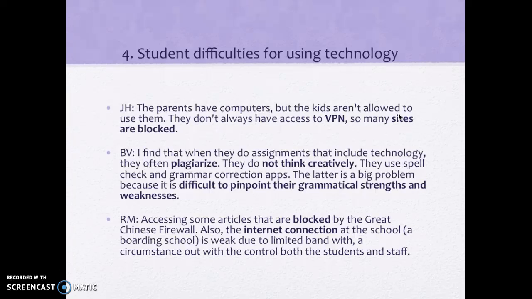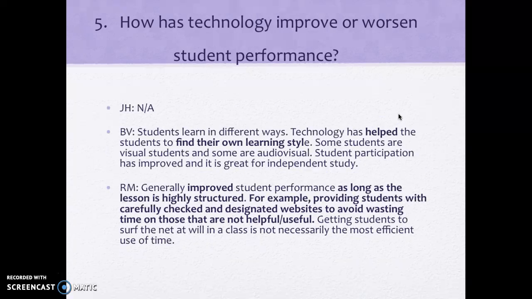Student difficulties for using technology. One of the biggest problems in China is that a lot of sites, including Google, are blocked, and therefore without a VPN, and sometimes the VPN doesn't even work, you can't really access some websites for research purposes or for learning purposes. BV also mentioned that plagiarism is a big problem when students have access to the internet.